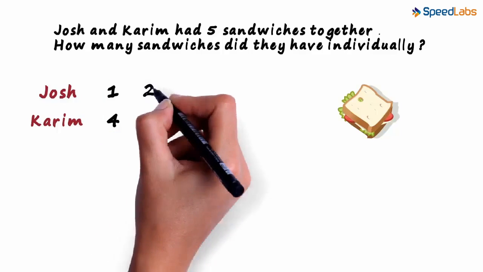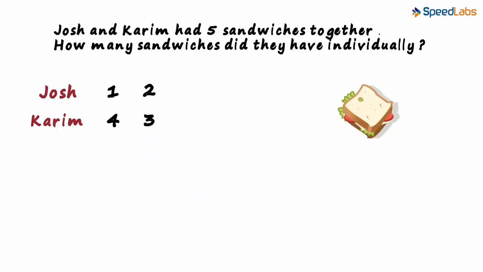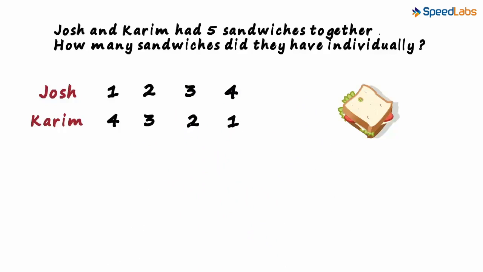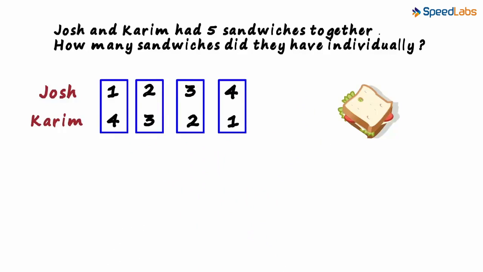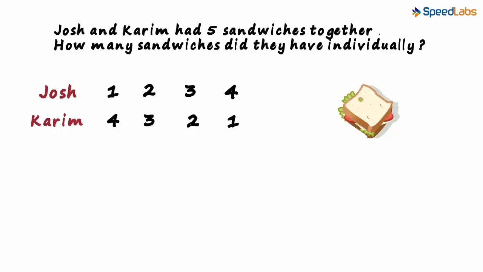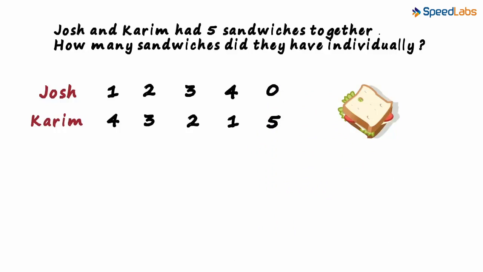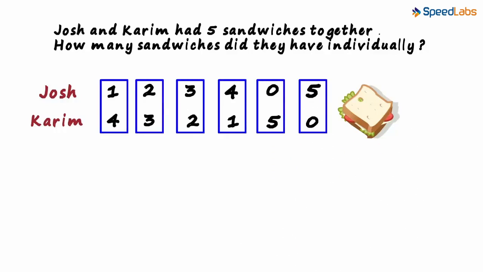Maybe Josh had 2 sandwiches and Kareem had 3. Or maybe it was the other way around, wherein Josh had 3 and Kareem had 2. Or maybe 4 and 1. It could be any one of these combinations. Or who knows? Maybe Josh wasn't hungry at all and he had none and Kareem had all 5. Or maybe Josh had all 5 and Kareem had none. It could be any one of these 6 possibilities.